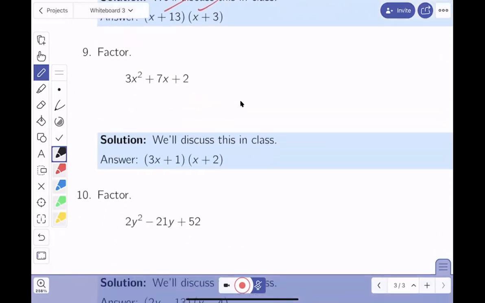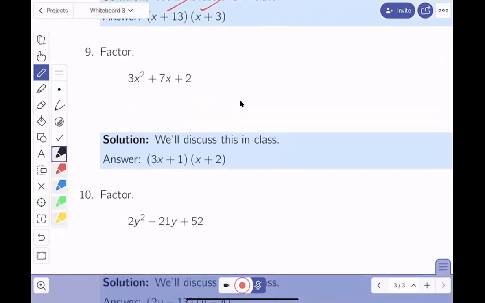I want to tell you, for a lot of students, the problem with number 9 is now we've got this 3x squared. It's no longer just x squared. And I'm going to see if I can do it. What I like about trial and error is I can try. I actually like the fact that I'm allowed to try, including if I get it wrong.